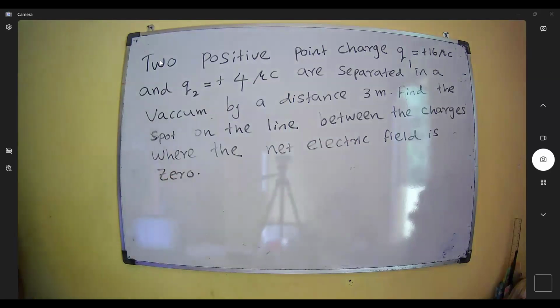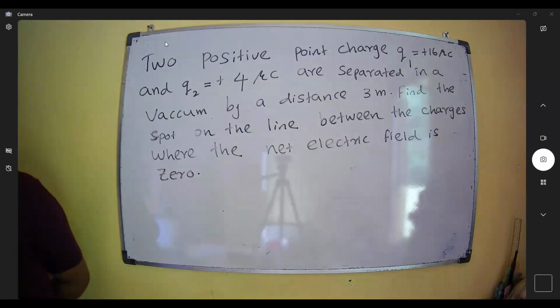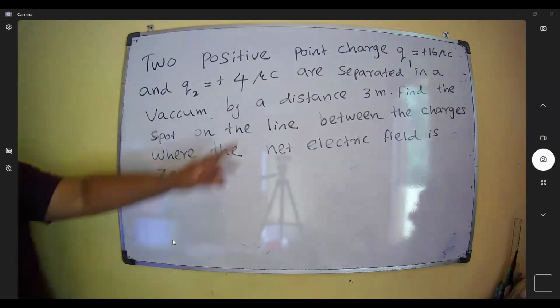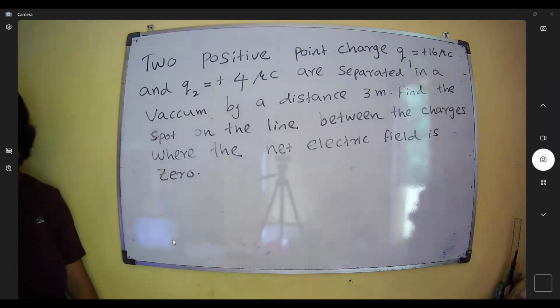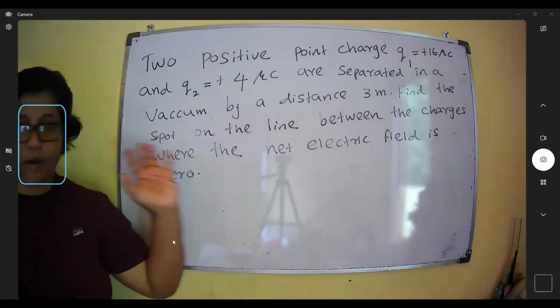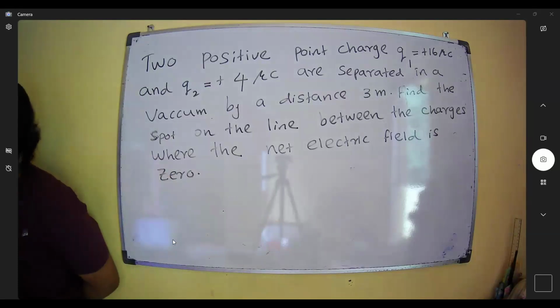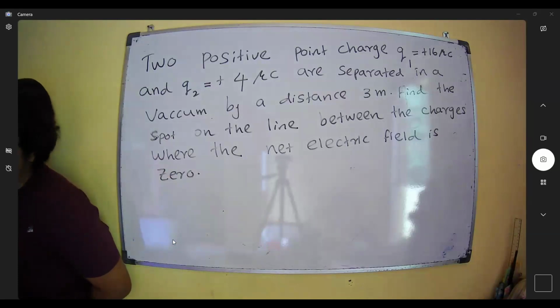The positive point charges, one is 16 microcoulomb and the other one is 4 microcoulomb. They are separated in a vacuum by a distance of 3 meter. Find the spot on the line. On the line, there is a position where the electric field can be 0. Then the question asks, what is the position where the electric field is 0? Right? Then we have to understand the electric field intensity.